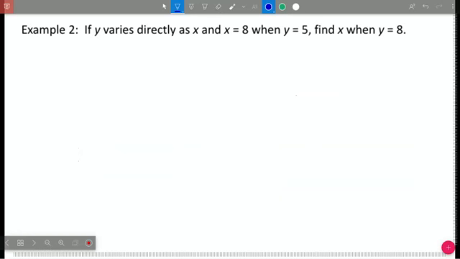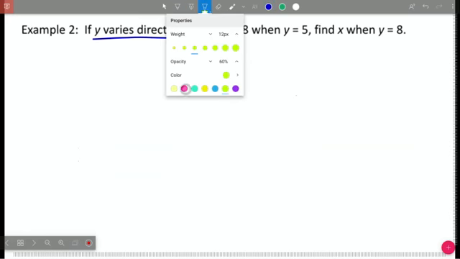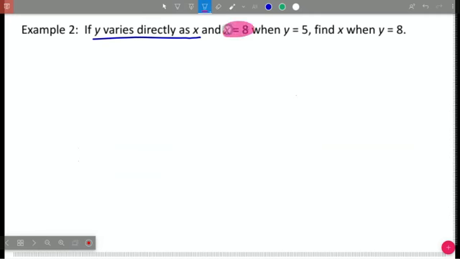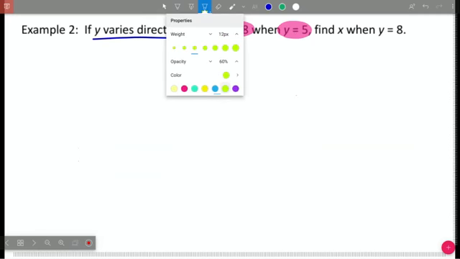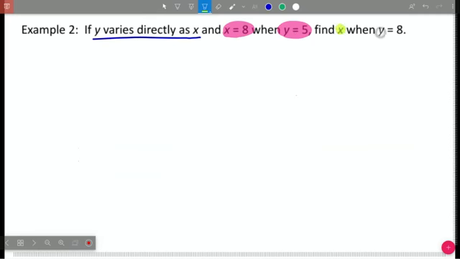All right, let's take a look at our second example. If y varies directly as x, again, here's your key information telling you that it's direct variation. And we know that x equals 8 when y equals 5. Now we want to find x when y equals 8. So very similar type of situation. The only difference here is in our final answer, we're going to be looking for x instead of y.